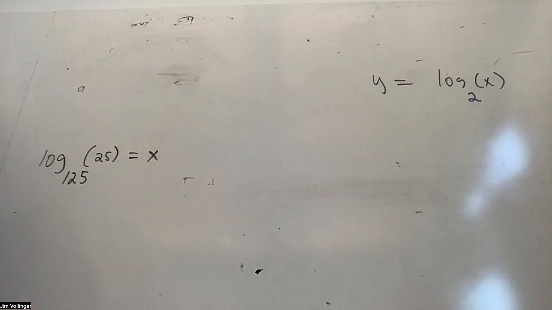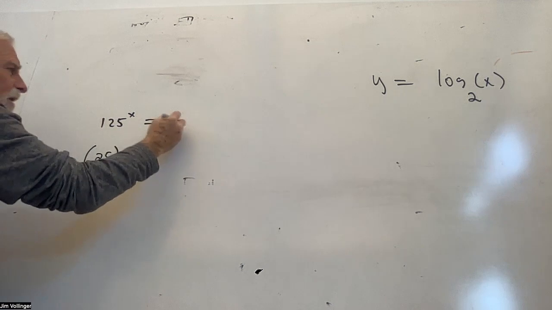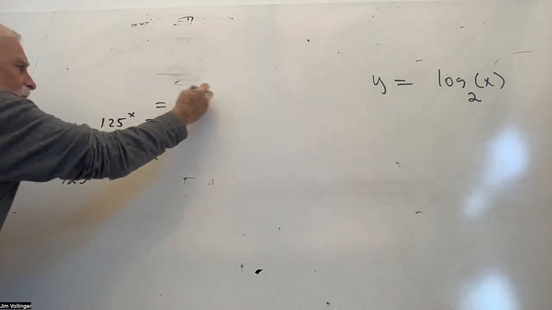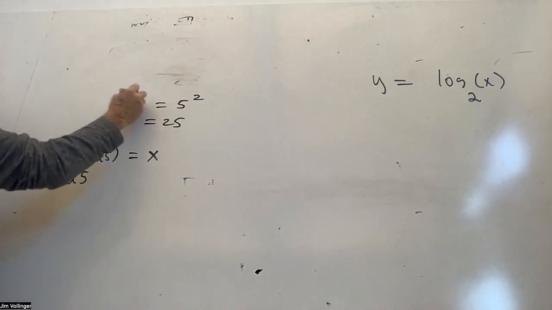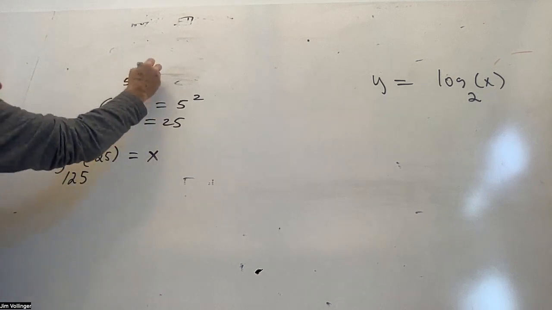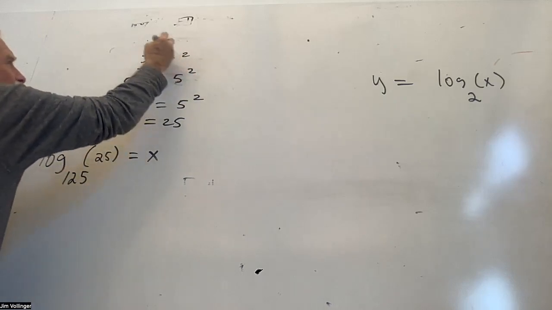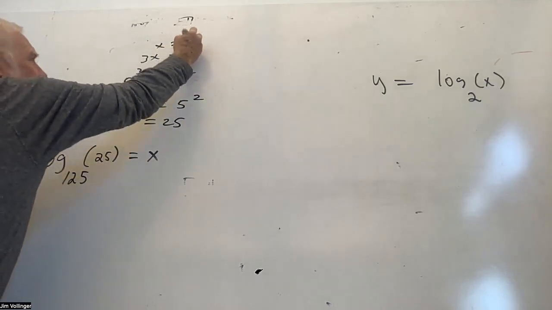You pause the video. Okay, maybe you already know what powers and roots convert this to that, but let's do it algebraically as well. 125 to the x equals 25. 25 is 5 squared. 125 to the x is 5 to the 3x. Rules of exponents say 5 to the 3x equals 5 to the 2. Therefore, 3x equals 2. And our answer is x equals 2/3.